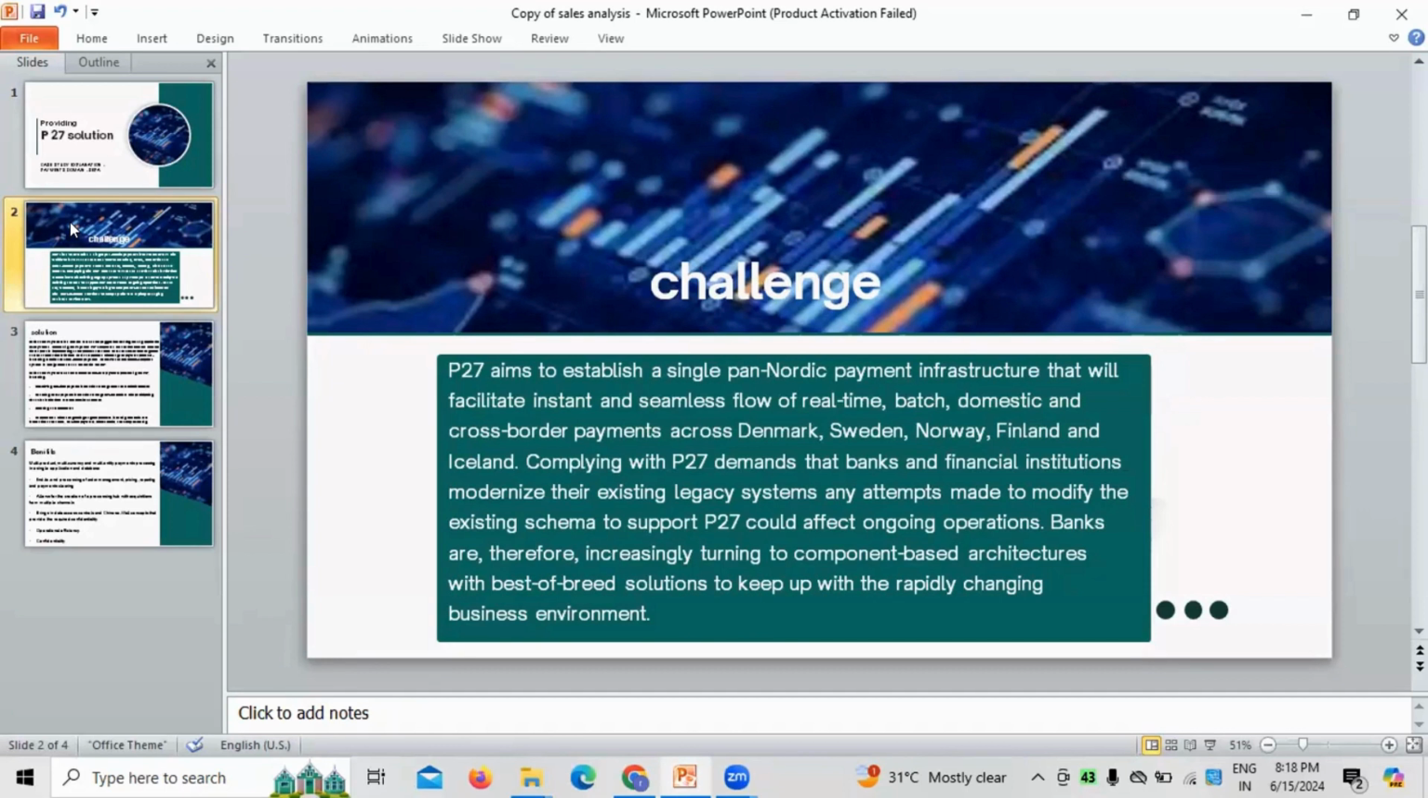In this regard, the solution providers came up with a solution, a component-based architecture solution, which is easily compatible with the business environment that the bank or financial institution is already having.